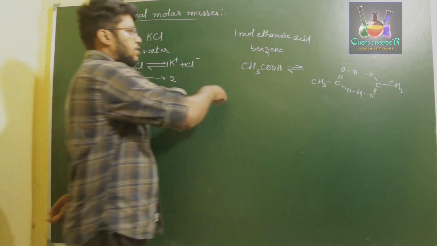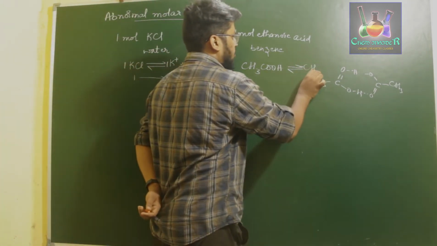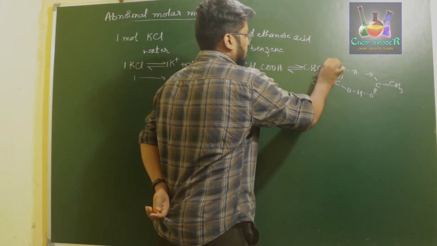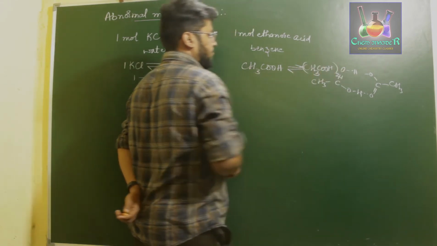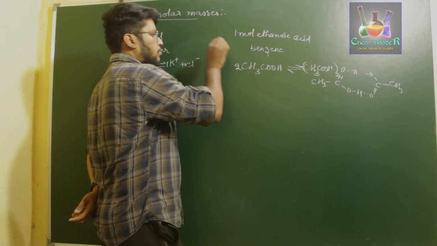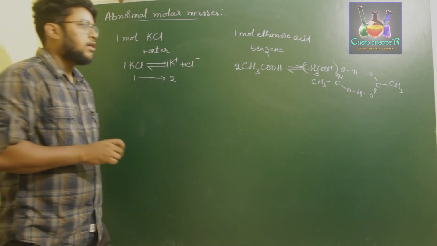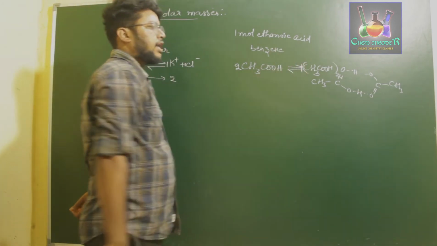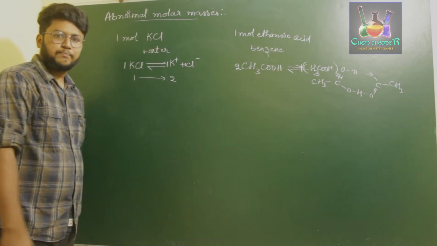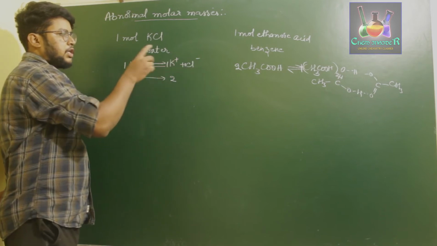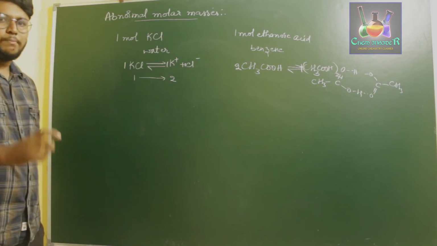That is, CH3COOH will now be considered as a dimer, CH3COOH taken twice. That means if you use 2 moles of ethanoic acid, we get only 1 molecule of the dimer of ethanoic acid in benzene. So if you observe these two reactions, we clearly have a complication here.